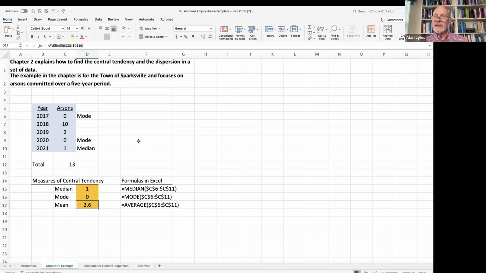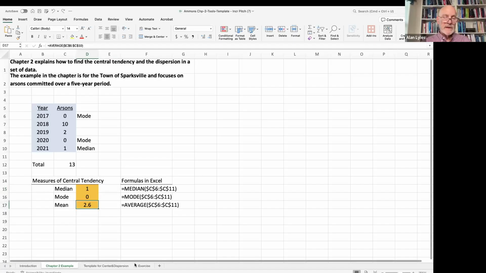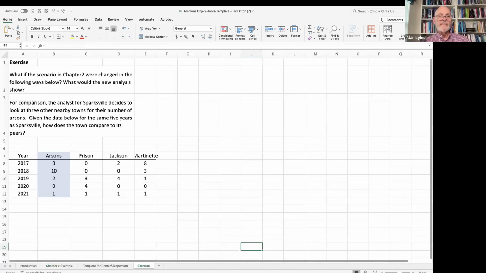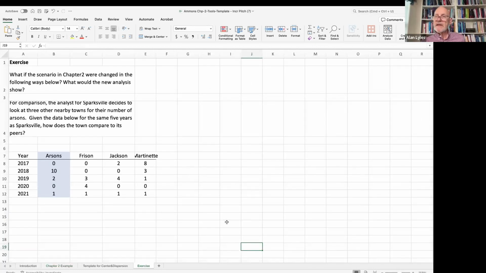So a hint for you, anytime you have an example to do, is what was the technique that was in the chapter? So if you go to the exercise, the strong hint would be you're going to use mean, median, and mode here. Is that okay so far? Okay, so let's come back.